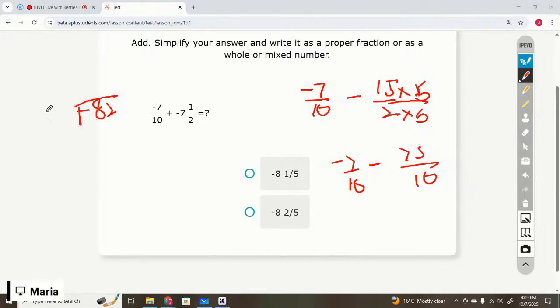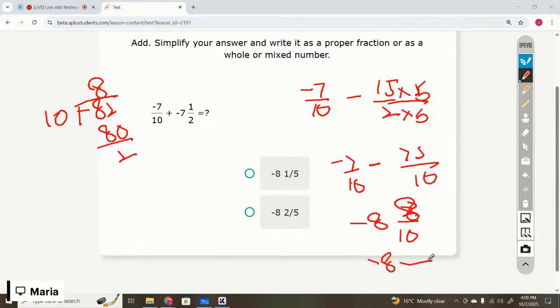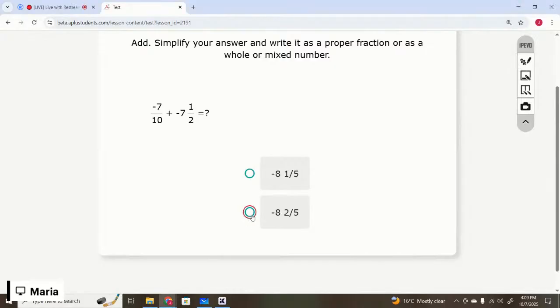Let's just divide 82 by 10. So 10 times 8 is 80 and we have 2 here. So that is negative 8 whole 2 over 10. Divide them by the greatest common factor, that is 2. So negative 8 whole 2 over 5. The correct option is negative 8 whole 2 by 5. Option number 2 is the correct option, that is negative 8 whole 2 by 5.